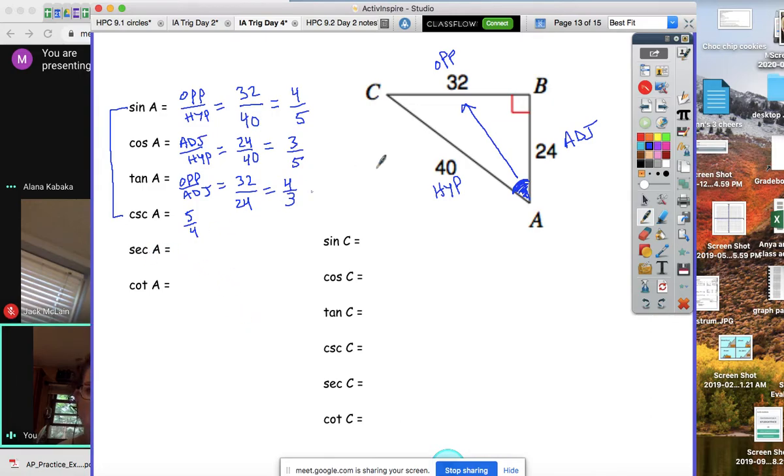And then secant pairs up with cosine. They're reciprocals of one another. Maybe I'll make it like this so it's easier to see. So I just take cosine and flip it. Take 3/5, flip it, you get 5/3. And then tangent and cotangent are reciprocals of one another.